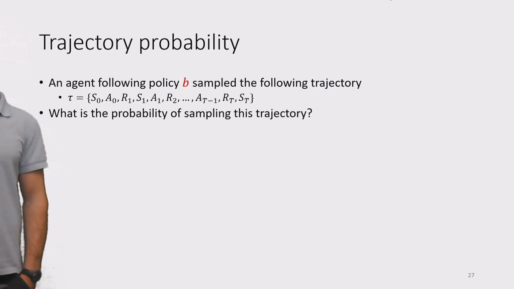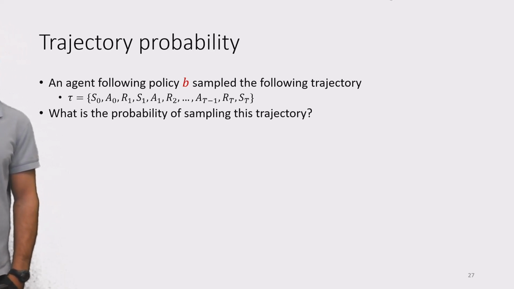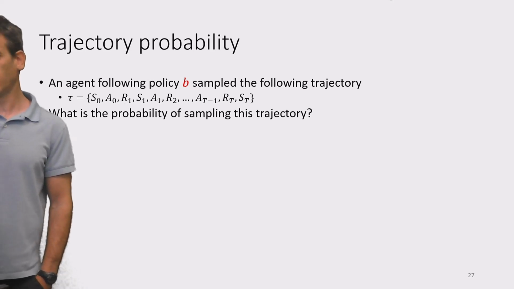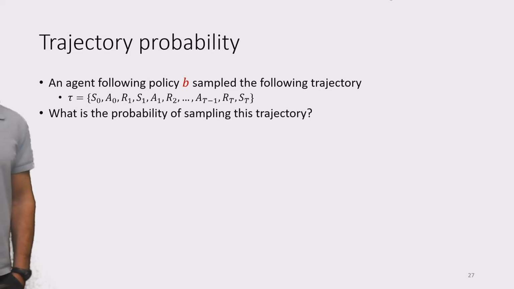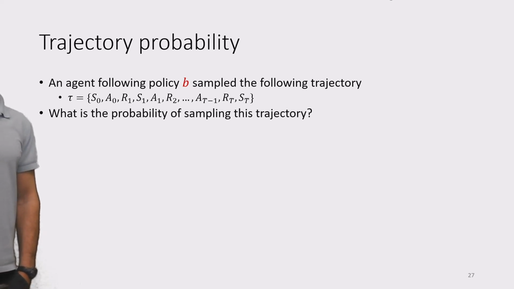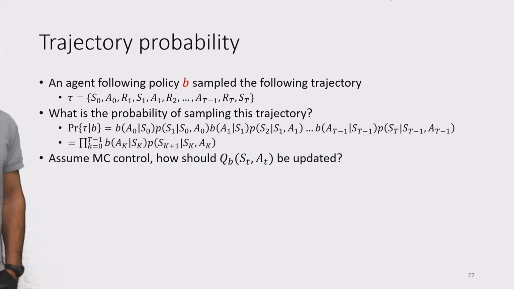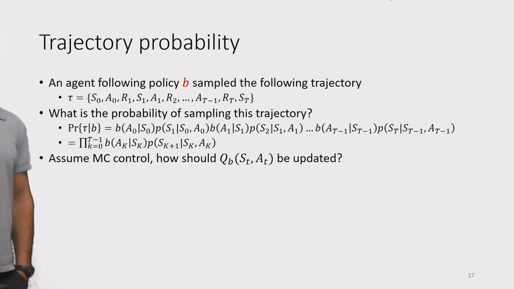So an agent following some behavioral policy B might sample the following trajectory, right? From S0, it will take action A0, observe an immediate reward of R1, reach state S1, and so forth until the end of the episode at ST. And now we would like to answer the question, what is the probability of sampling this specific trajectory? So that shouldn't be a problem, right?